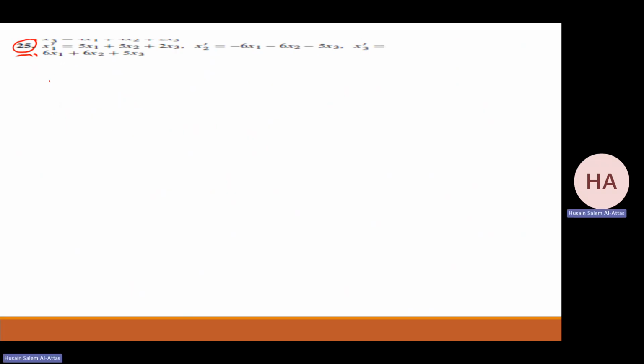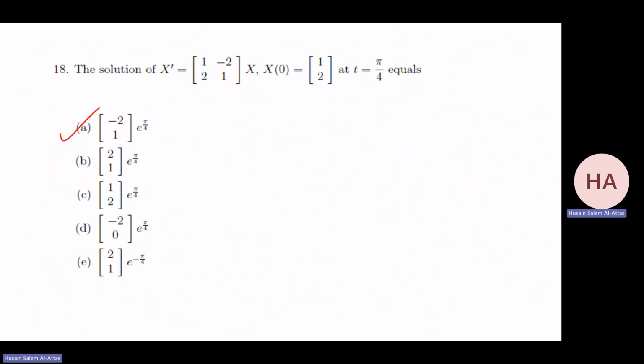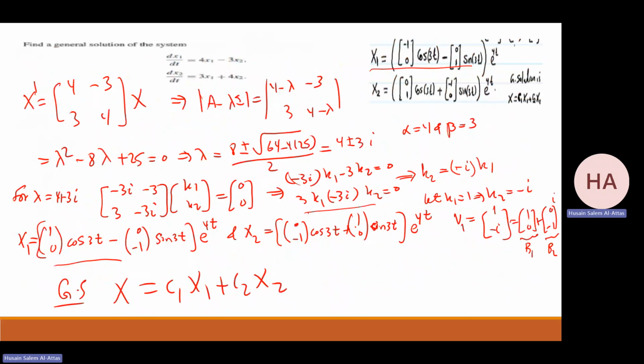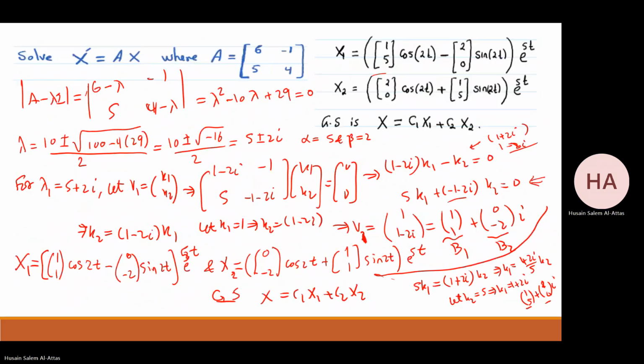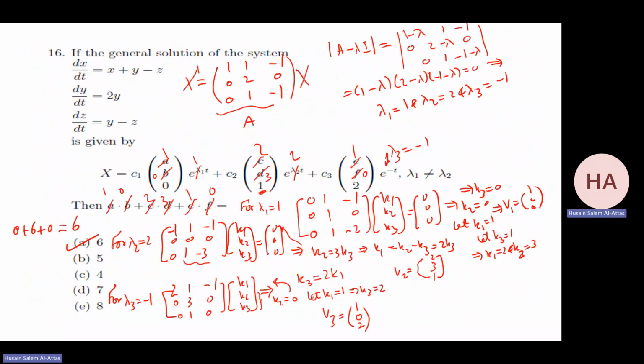This one, I think we did before: 5, 5, 2, minus 6, minus 6, minus 5, 6, 6, 5. Let me check 552. I think I did it as a system of equations, not as matrix form. Actually, I did it at the beginning. This is the question. I did it in detail, so I think you can follow it. Okay, no need to do it again.